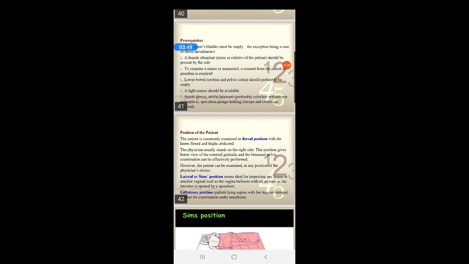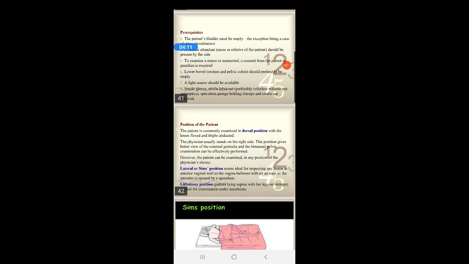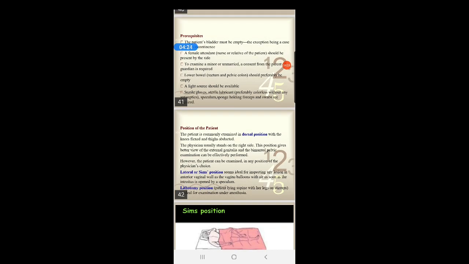Then the third point is to examine a minor or unmarried girl. Consent from the parent or guardian is required if you want to perform a pelvic examination in a minor, meaning a girl less than 18 years of age, and if she is unmarried, you have to take the consent of her parents or guardian before performing the pelvic examination. Usually, pelvic examination should not be done unless it is needed in cases of minors and unmarried girls.